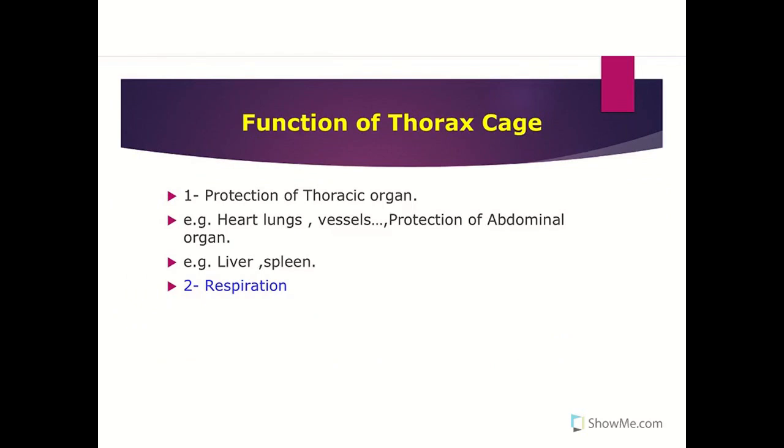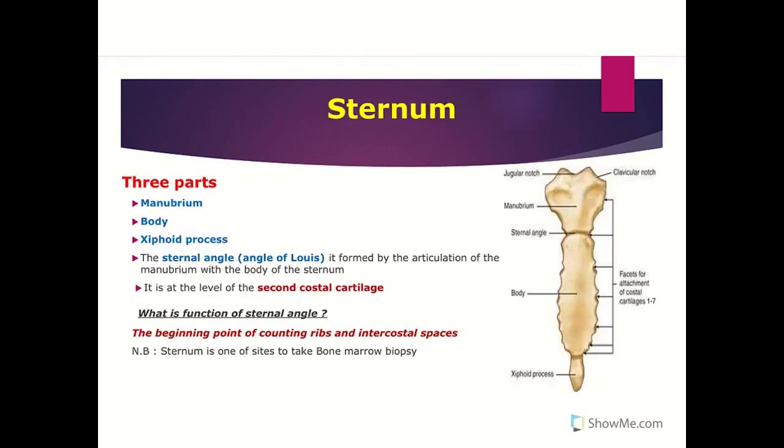Okay. What is the main function of the thoracic cage? Of course, it's protection. It protects the thoracic organs, which are the lungs and the heart. And also it's very important in the respiratory process.